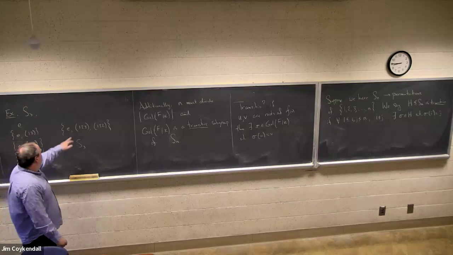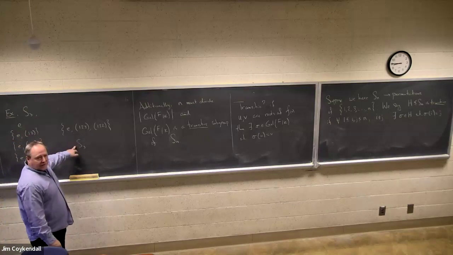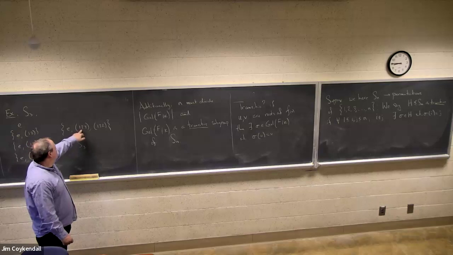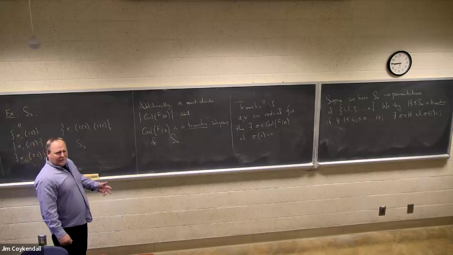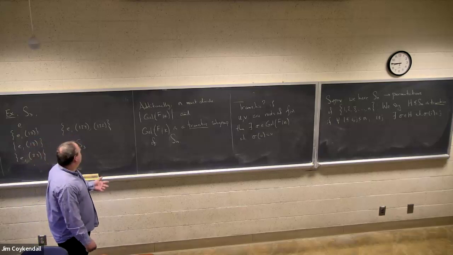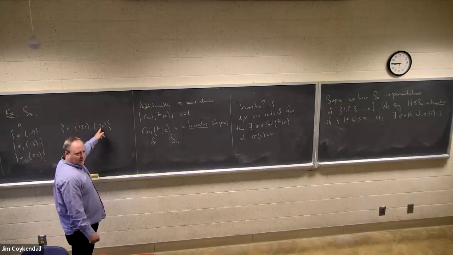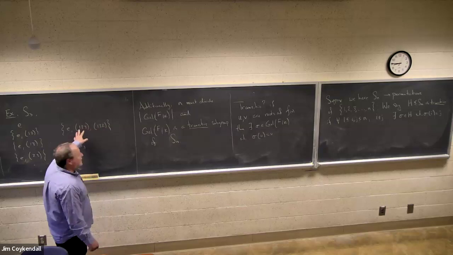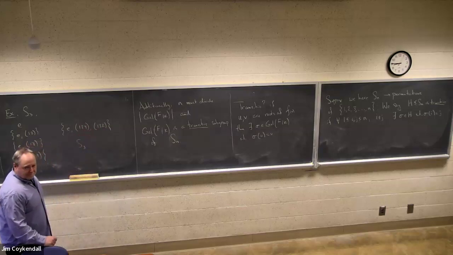Now, S3 is transitive as discussed. This one's transitive because this one, for example, takes 1 to 2. This one takes 2 to 3, so I've got that covered. This takes 3 to 1, so I've got that covered. Now, what do I not have covered? I need 1 goes to 3, okay, and 3 goes to 2. So anything's covered here, right?